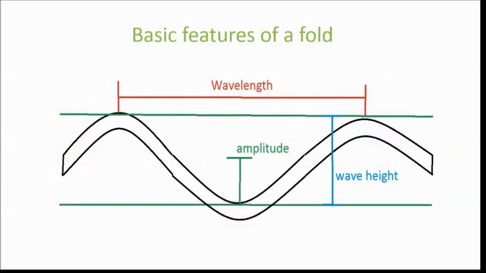There are some basic features of a fold that have to be learned. Firstly, the idea of the wavelength. Now the wavelength is the distance between two adjacent points. I've just chosen it as the crest here, these 2 points, and that distance there will be regarded as the wavelength. The amplitude is half the wave height. So we take a central point from the wave, as you can see there, we measure down to halfway between the bed, and that is the amplitude of the fold.